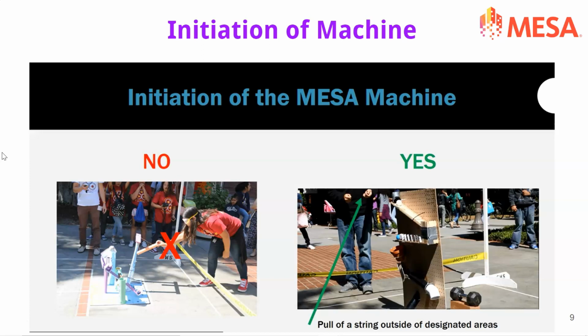Secondly, there needs to be a physical string or some type of wire that connects the student's arm, which is located outside the zone, to the very first action to start the machine. This means that any wireless signals to initiate the machine will unfortunately not be allowed for this experiment.